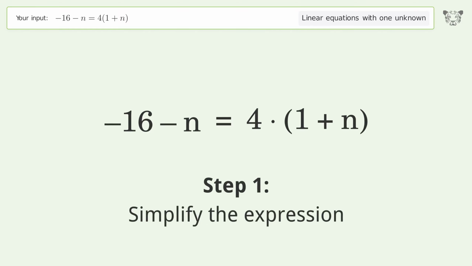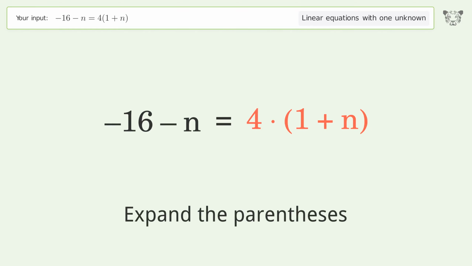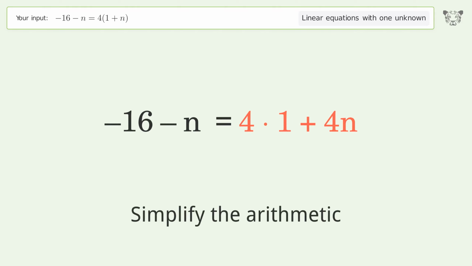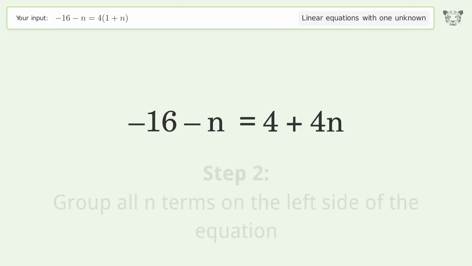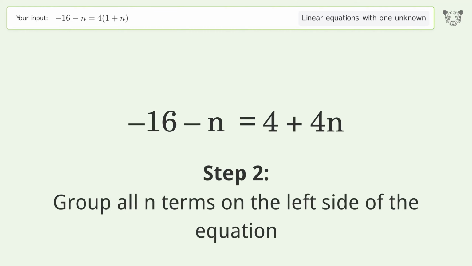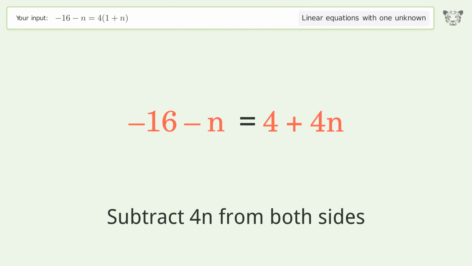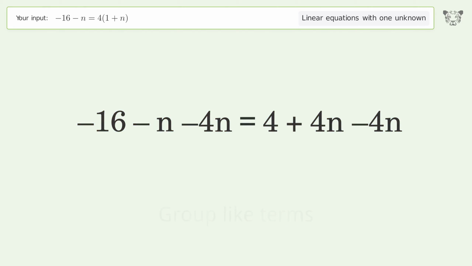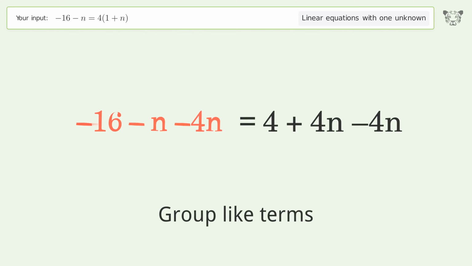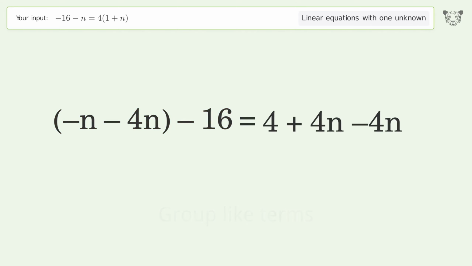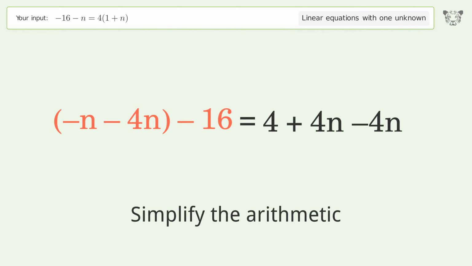Simplify the expression. Expand the parentheses. Simplify the arithmetic. Group all n terms on the left side of the equation. Subtract 4n from both sides. Group like terms. Simplify the arithmetic.